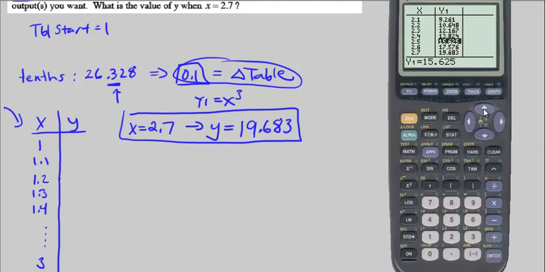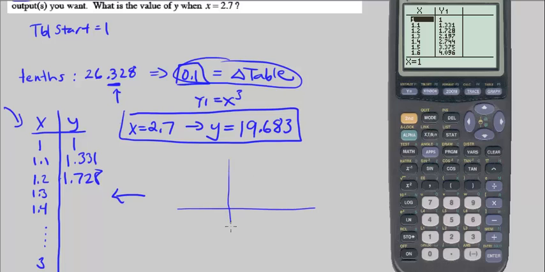We can go ahead and look: when x is 1, we know y is 1. When x is 1.1, we know y is 1.331. When x is 1.2, we get 1.728. I'm just copying the values from here. And this table, again, will allow us to go ahead and plot the graph.